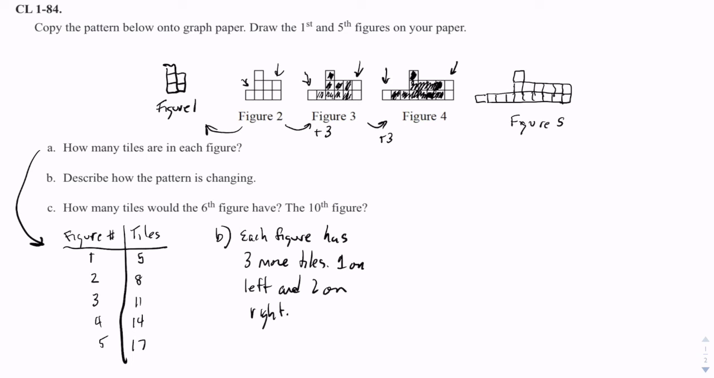And for C, it says how many tiles would be in the 6th, right? So in C, the 6th, we could just look here. We're adding 3, so 6 would be 20, right? And then it says how many would be in the 10th. So we can just keep counting, right? So 7 would have 23, 8 would have 26, 9 would have 29, and 10 would have 32. So 32 tiles for 10 and 20 for 6.